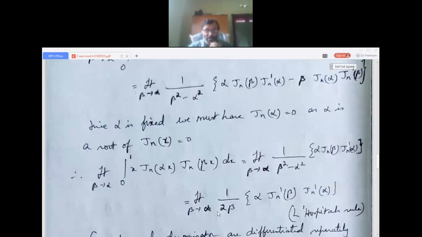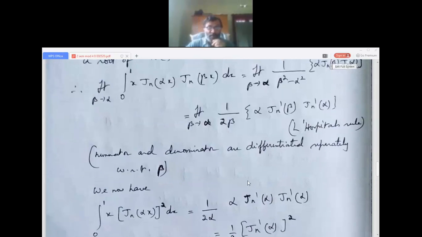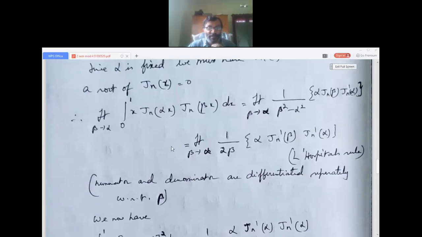So because alpha is fixed, beta is the variable. With respect to beta, when we differentiate, this will be alpha Jn dash of beta into Jn dash of alpha, divided by 2 beta. Numerator and denominator are differentiated separately with respect to beta. That is L'Hospital's rule. So we now have, see, x into Jn squared of alpha x.